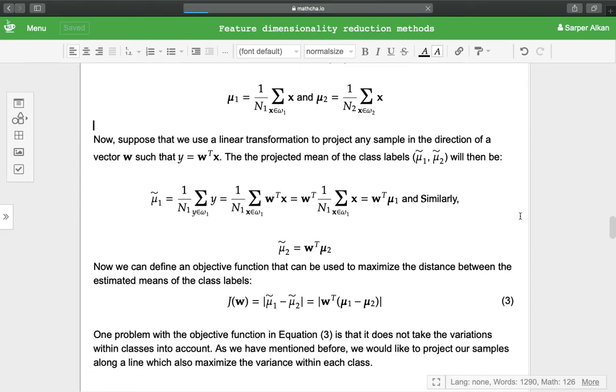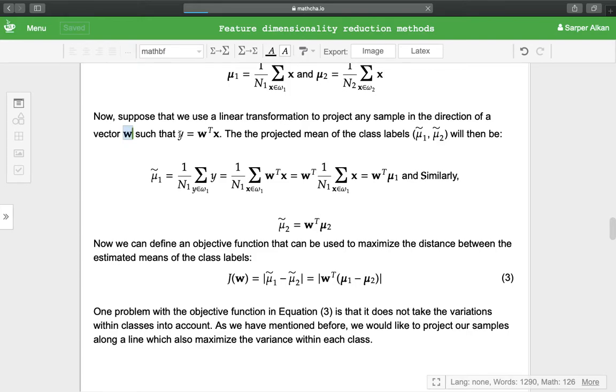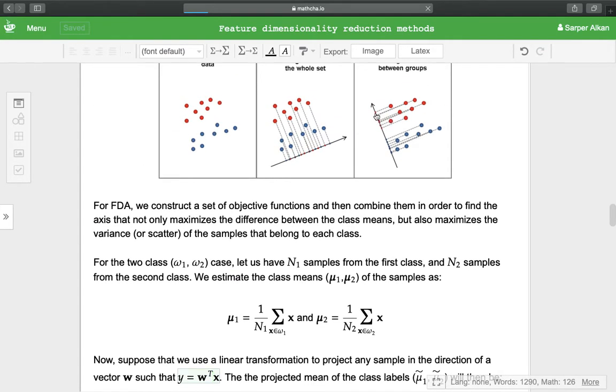Now suppose that we use a linear transformation to project any sample in the direction of a vector w, such that this w is this vector, and the projected samples are the points on this vector. So the projected samples are y, which is equal to w transpose times x for each sample. For the projected mean of the class labels, we first project them on this line and calculate the mean of each class here and here on the projection line.